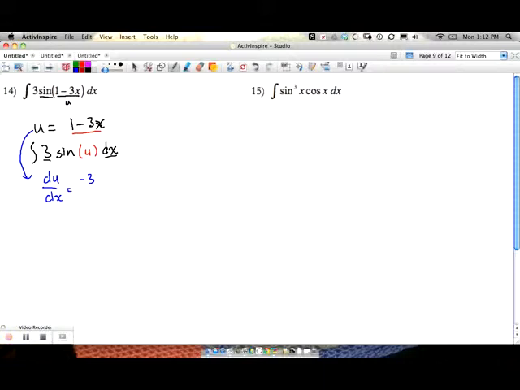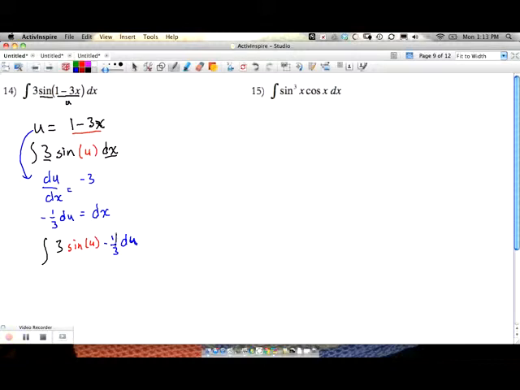Well, let's go ahead and substitute this out. We'll get rid of this dx, move it over, and negative 3 down here. That would give me negative 1/3 du equals dx. So now I'm going to have the integral of 3, and then we got sine of u, and the dx becomes negative 1/3 du.